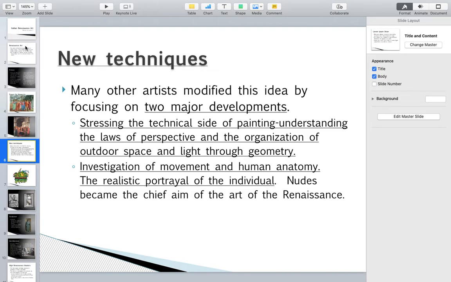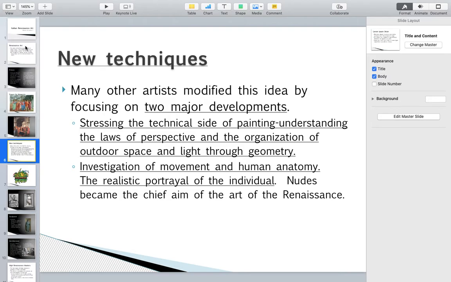There are a lot of artists from this time period who are going to develop new ways of doing things. You've got artists who are going to stress the technical side of painting, understanding the laws of perspective. The way you manipulate space and light is through geometry. It's through different shapes from a geometric perspective that allows a room to look like it's a deep room or a far room or a curved room.